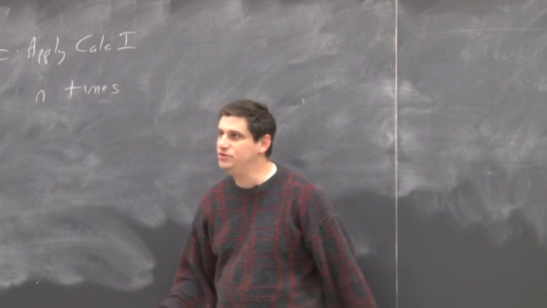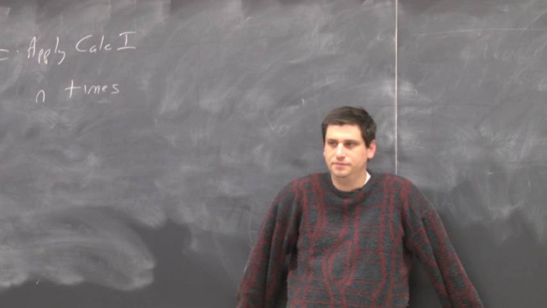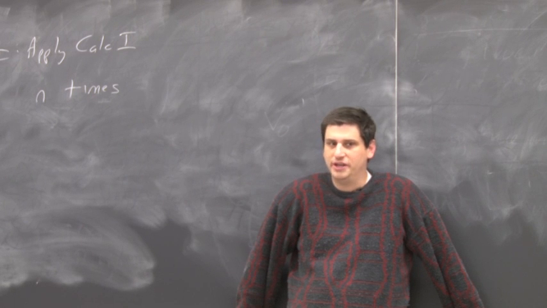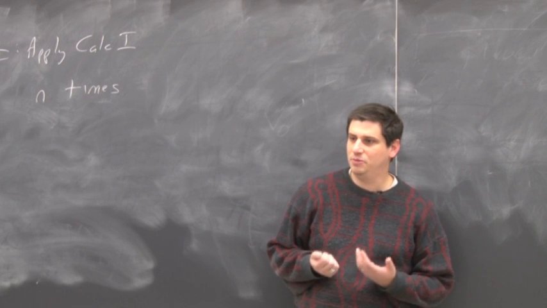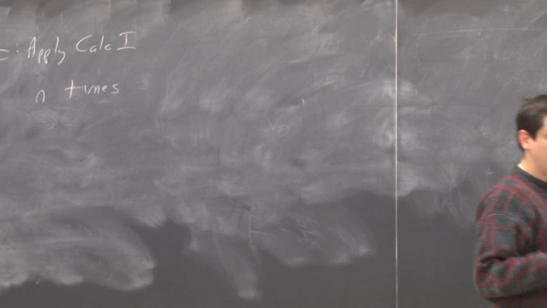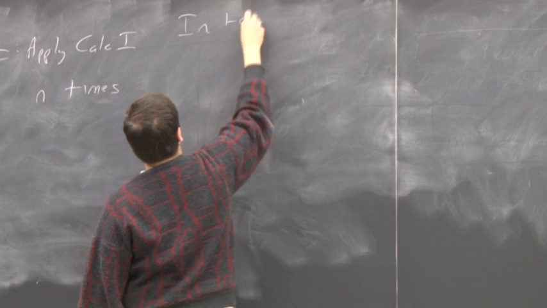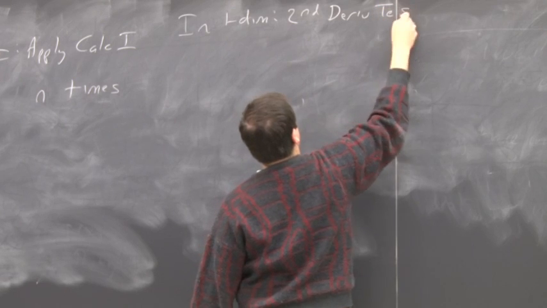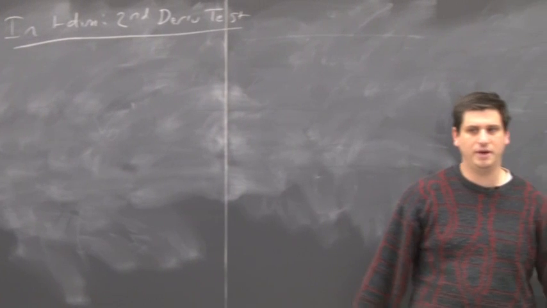In Calc 1, how would you tell if you have a maximum or minimum? So there were two ways you were taught in Calc 1. What tests did you learn? Take the second derivative. So in one dimension, we have the second derivative test. If the second derivative is positive, you have a minimum. If the second derivative is negative, you have a maximum.